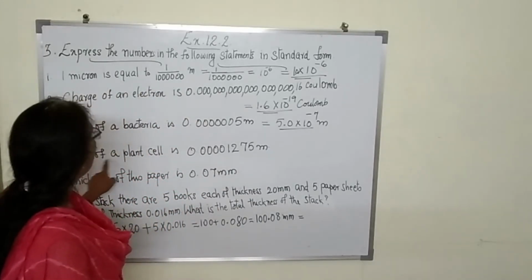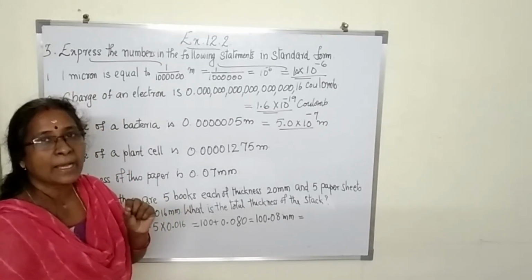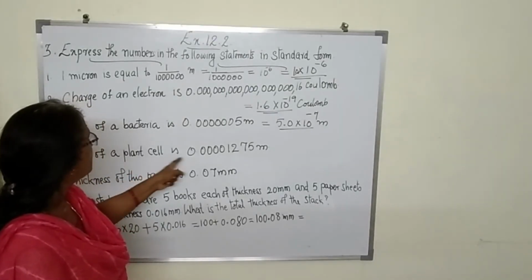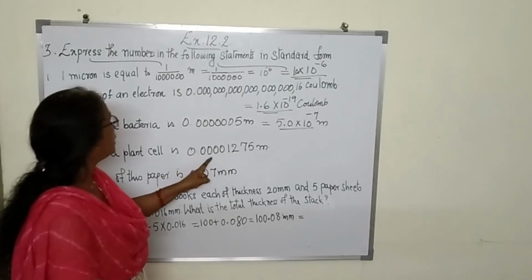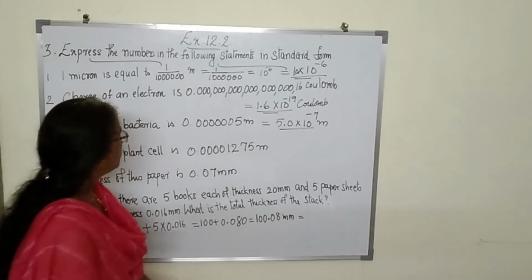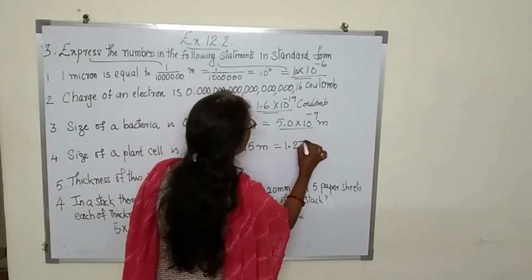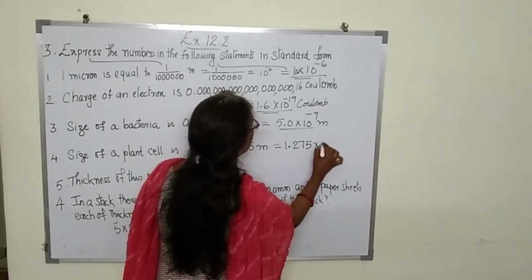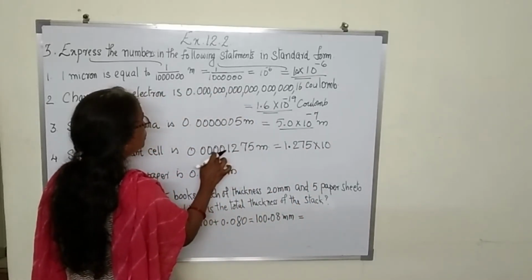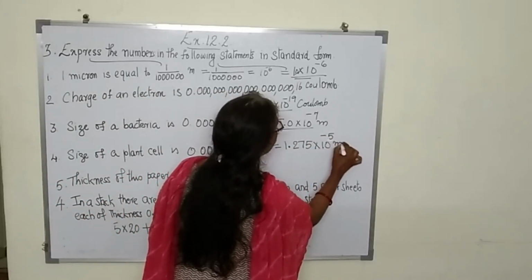Now here, size of a plant cell. What is a cell, you know? The tiny particles with which the body is made up of. So the plant cell is 0.00001275 meter. Which is equal to 1.275 into 10 raised to, see here, from here we count 1, 2, 3, 4, 5. So minus 5 meter.